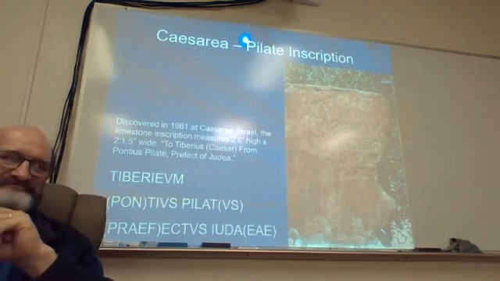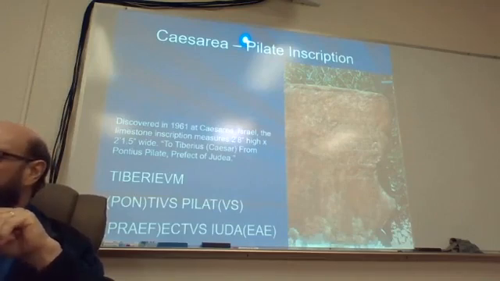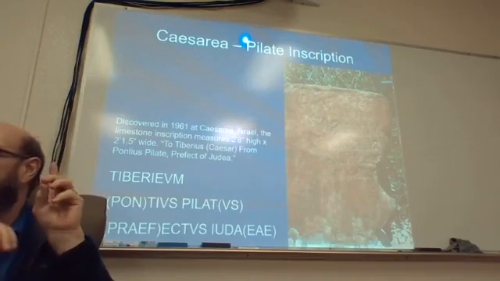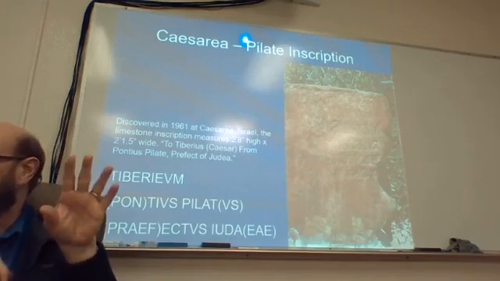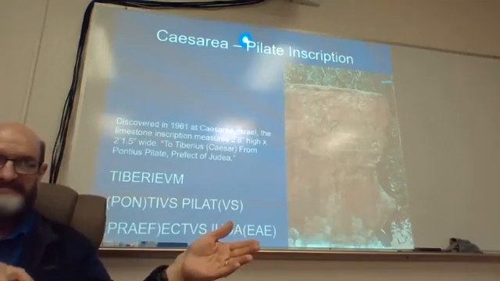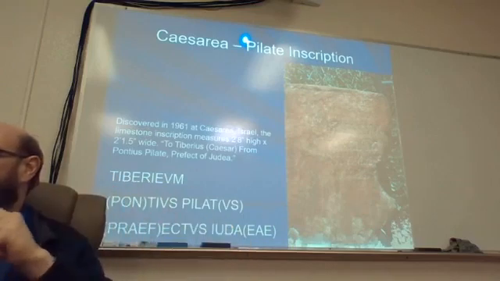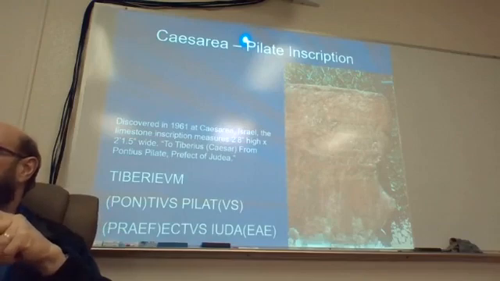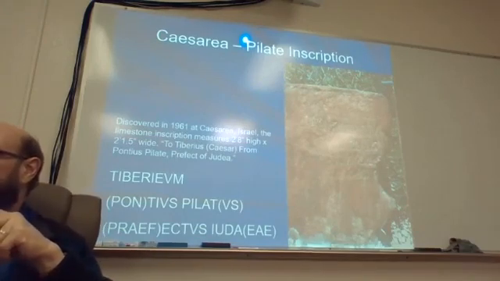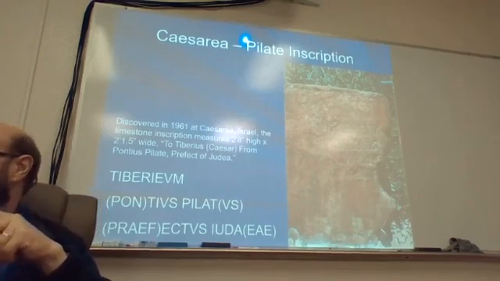And we do. This was discovered in 1961. It was the first time that a reference to Pontius Pilate was found outside of the Bible. And it is simply a limestone inscription called the Pilate inscription. And translated, it reads, "To Tiberius Caesar from Pontius Pilate, the prefect of Judea."